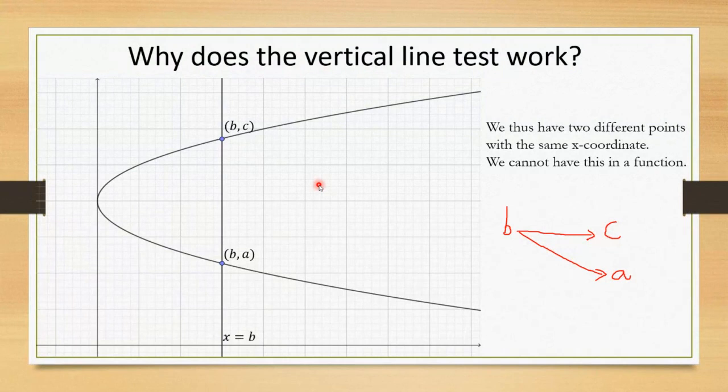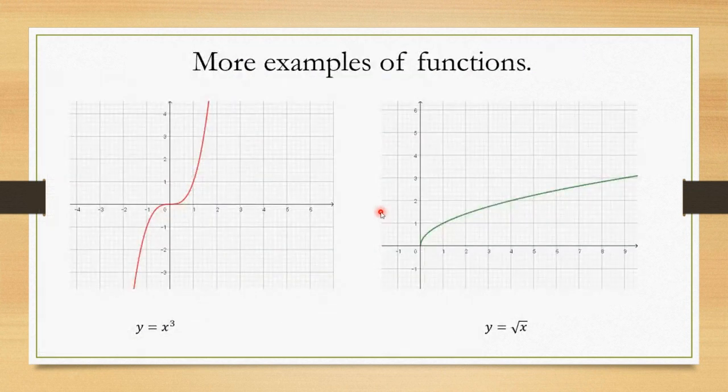Okay. So basically, if you want to sketch a graph that is the graph of a function, you just want to make sure it passes the vertical line test. You don't want to draw a circle. You don't want something like this. And there are many examples that pass the vertical line test. We have, for instance, y equals x cubed.